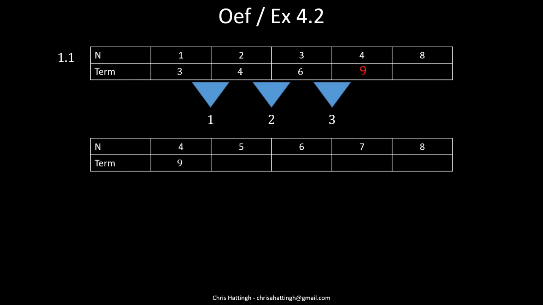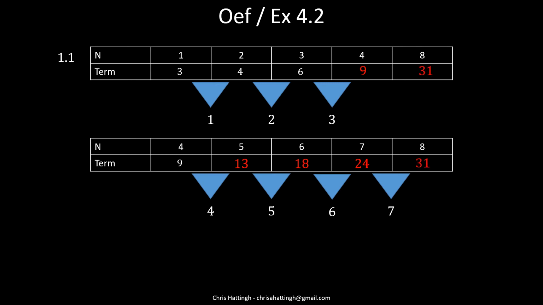You're going to expand the table to find the 8th term, because you can't jump from 4 to 8. You'll have to do 5, 6, and 7 as well. So between 4 and 5, you're going to add 4, you get 13. Then you're going to add 5, you're going to get 18. You're going to add 6, get 24. And you're going to add 7 to get 31 for position 8.